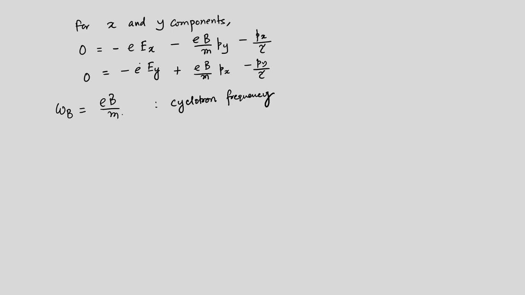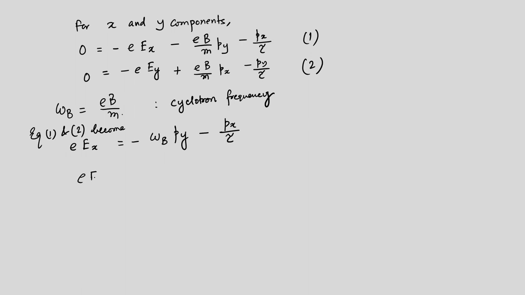So once you get this, we can simplify this equation and write down these equations as Ex equal to minus omega B Py. Let's call these equations 1 and 2. So equations 1 and 2 become: omega B Py minus Px over tau, for the y component, that is from 2, is equal to minus omega B Px minus Py by tau.